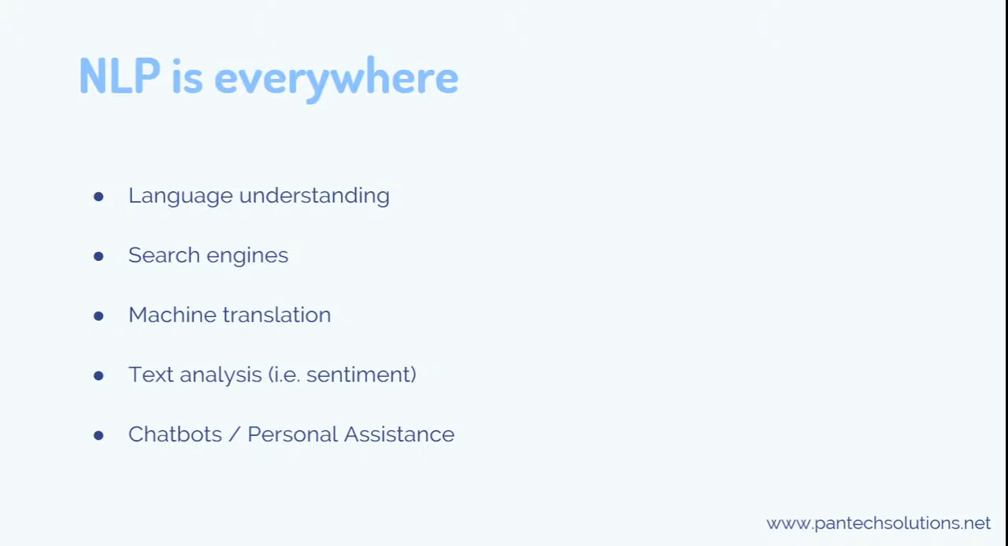Then machine translation. If you enter any English word and want to translate it into Tamil, you can use machine translation. And text analysis, or sentiment analysis. The main thing in text analysis, for example, is Twitter sentiment analysis, or Facebook sentiment analysis.